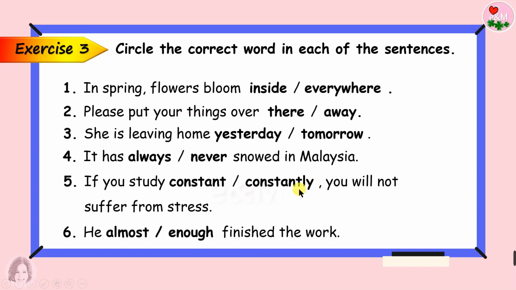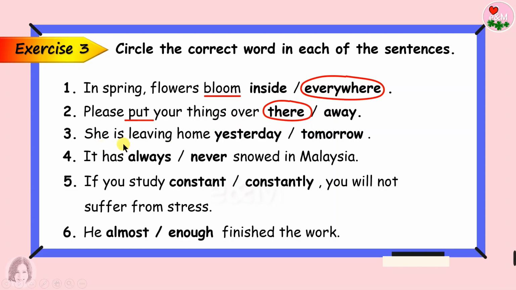Let's move on to exercise 3. Circle the correct word in each of the sentences. Okay, number 1. In spring, flowers bloom inside or everywhere. Answer is everywhere. It describes the verb bloom. The adverb everywhere is answering the question, where do the flowers bloom in spring? Alright. Number 2. Please put your things over there or away. So the answer is there. That is specifying a place for the verb put.